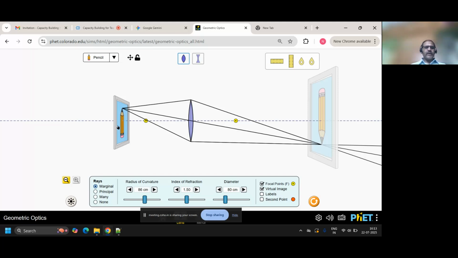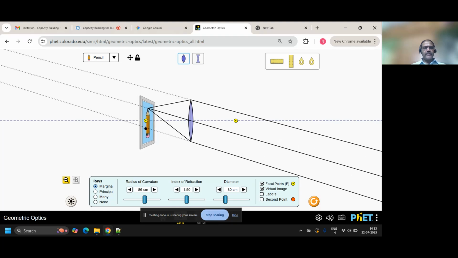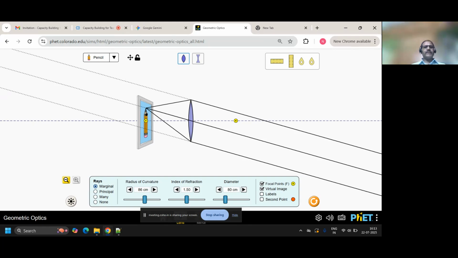Now I am putting the object right on the focal point. If the object remains on the focal point, due to the refraction here, it is making a parallel ray. Parallel rays never meet, pretty much like the railroads. The two lines in the railroad do not meet. It's a parallel line. So the image will not be formed.